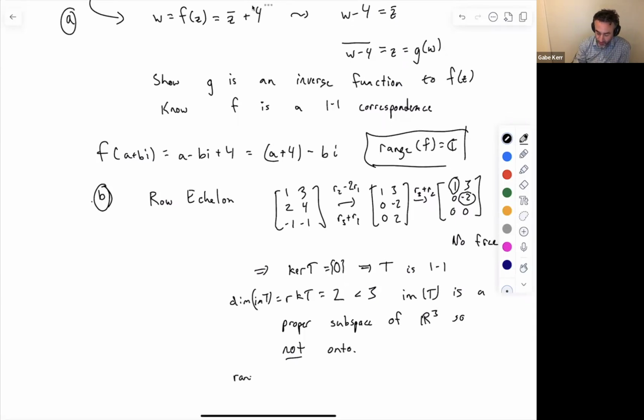Range is equal to the image when you're talking about linear transformations. But what is the image of a space given by multiplying by a matrix like this? You could say it's a plane, or you could be more explicit and say it's the span of the columns. The column space. Span of these two columns.